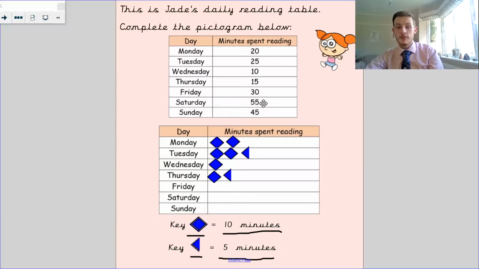Let's go to Friday now. Friday is worth 30 minutes reading. So 10, 20, 30. We need 3 full ones. That's a nice, easy one.